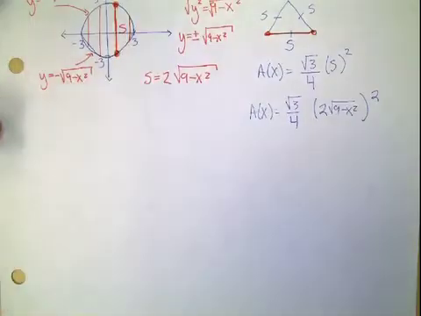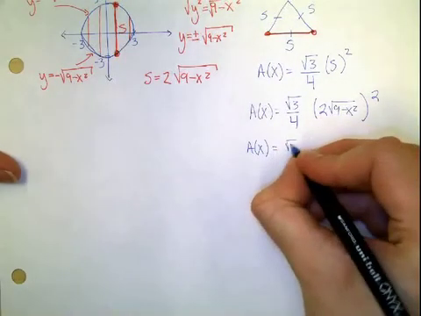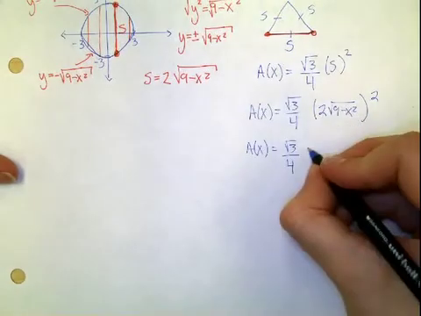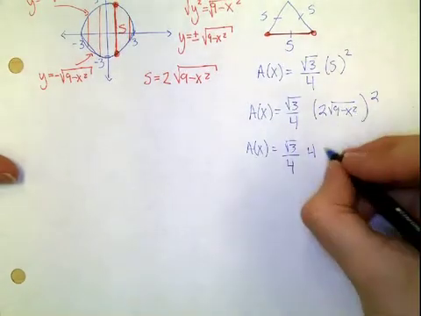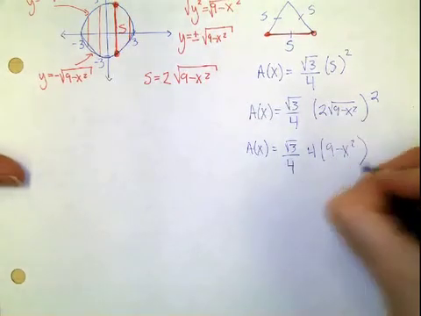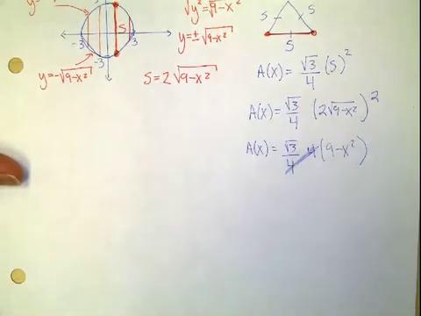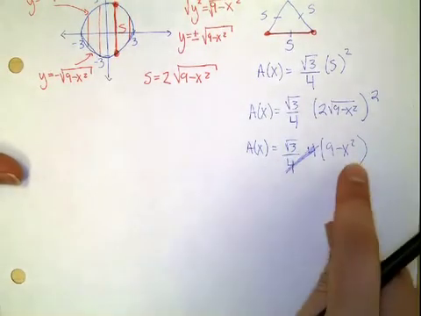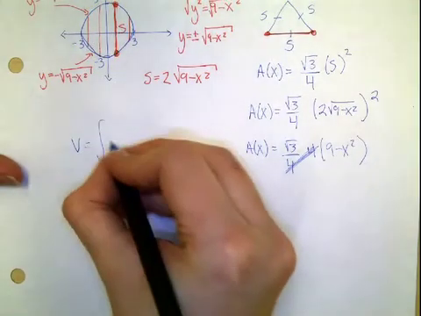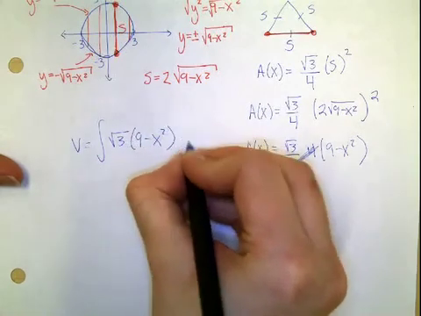So I'll move this up. So now I'm going to say, okay, area equals, I'm going to clean this up to radical 3 over 4. 2 squared is 4. And a radical squared cancels to just 9 minus x squared. And so I can see that, oh yeah, these 4's are going to cancel. And I'm going to have radical 3 times 9 minus x squared. So volume equals integral radical 3 times 9 minus x squared dx.